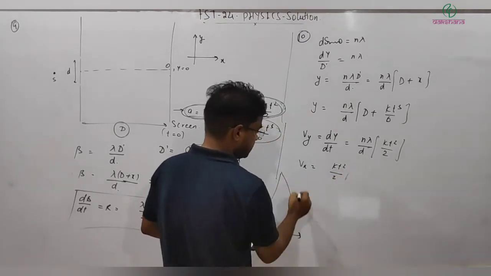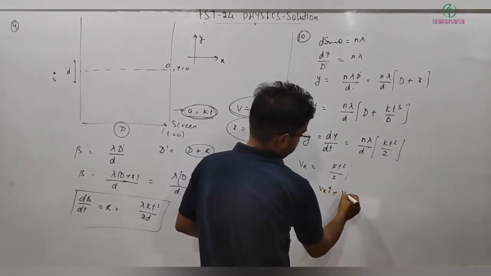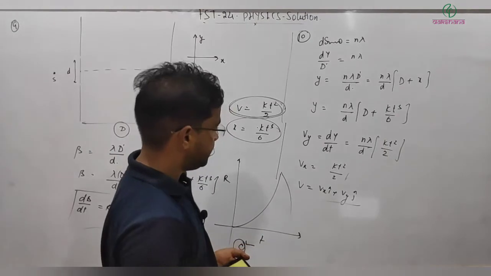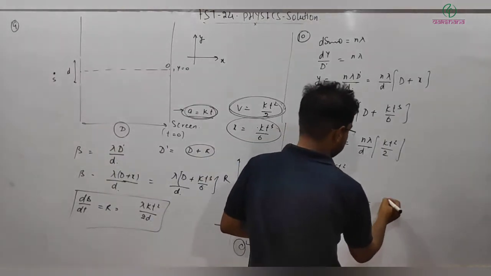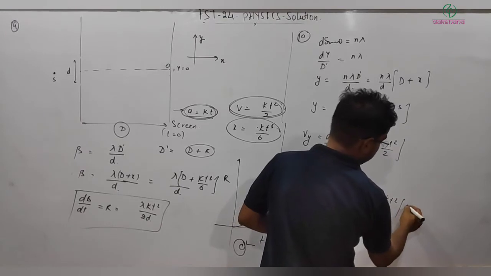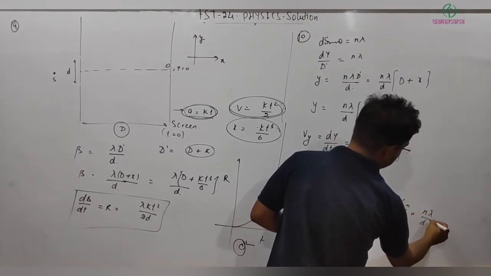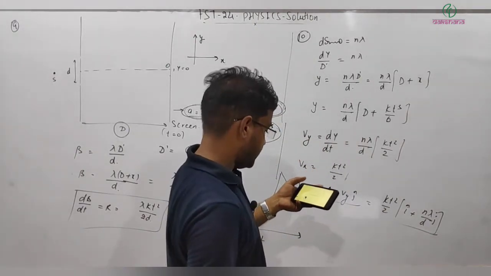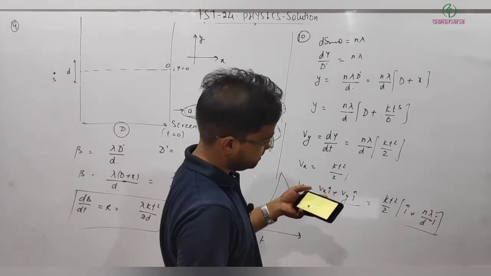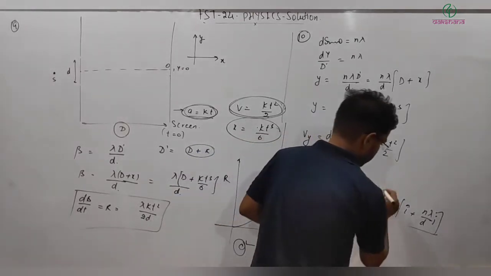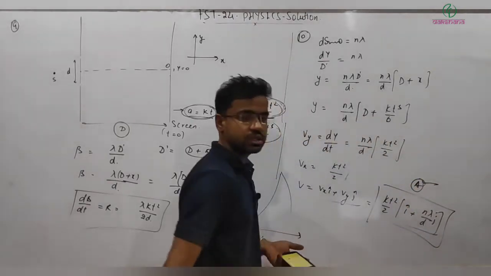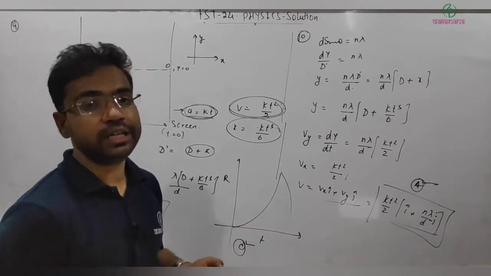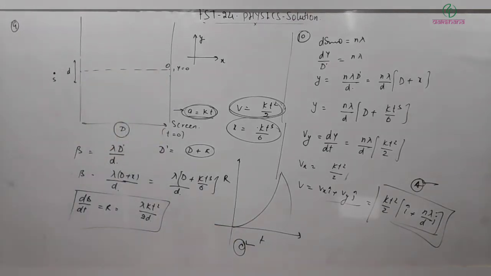So then the net velocity will be simply v equal to vx i cap plus vy j cap, and we can check the options. kt²/2 is common, so that will be kt²/2 times (i cap plus nλ divided by small d into j cap), and that actually matches with option A. So this is the velocity of the nth maxima above O at any time t in the ground frame. This is about your passage 2.